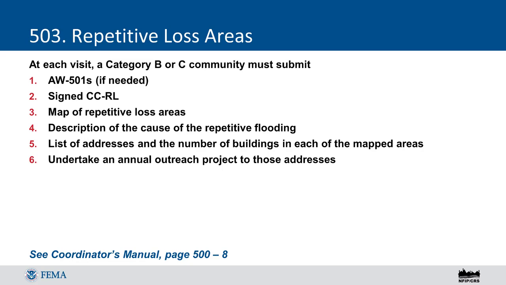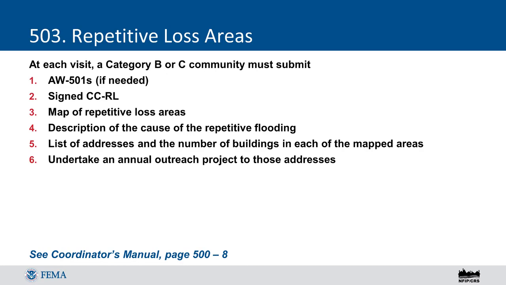When your ISO specialist comes to see you, what are you going to need to give them? You're going to need to give them any AW501s that need to be updated, the signed CCRL form that says you've evaluated your list, the map of your RL areas, a description of the cause of flooding, the list of addresses within the defined repetitive loss areas, and the number of buildings in each of your mapped areas, and an annual outreach project to those addresses.